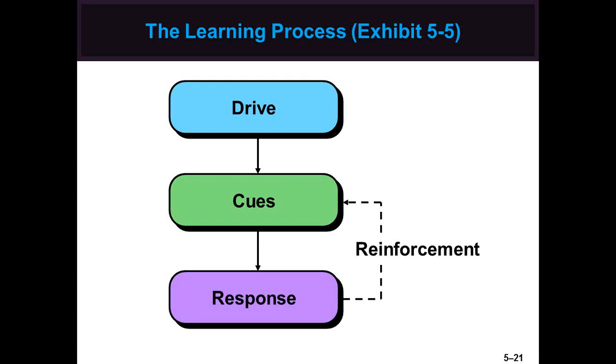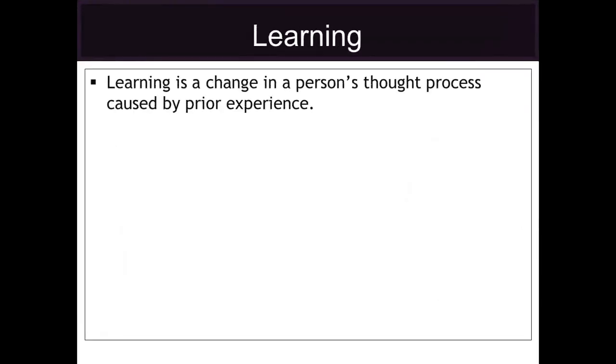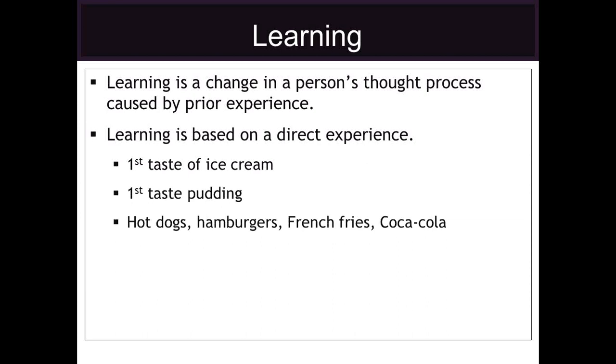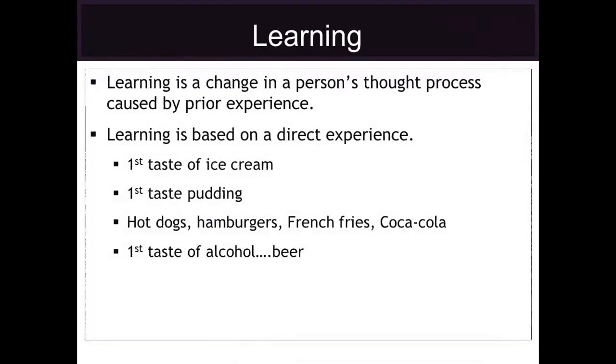So marketers often try to identify positive cues or images that have positive associations from some other situation and relate them to their marketing mix. Many needs are culturally learned. Learning is a change in a person's thought process caused by prior experience. Learning is based on direct experience, such as the first taste of ice cream, pudding, hot dogs, hamburgers, French fries, Coca-Cola, or the first taste of alcohol or beer. These are all learned experiences.